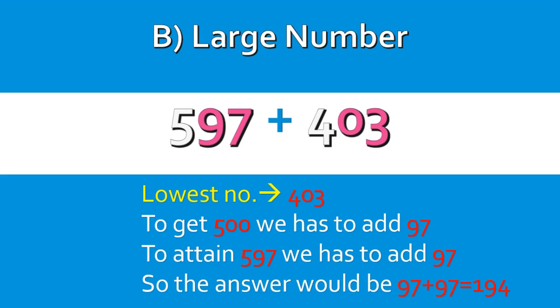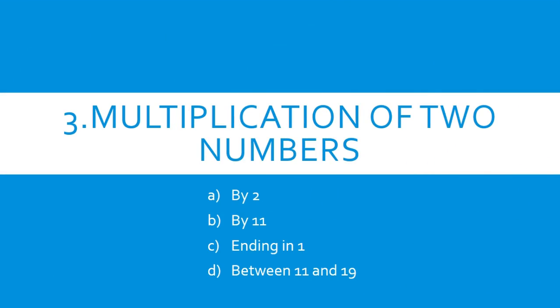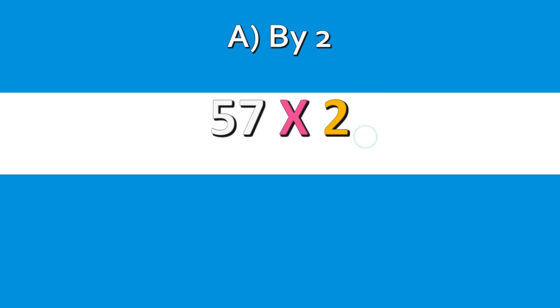So now let me move on to the next topic, multiplication of two numbers. There are 4 subtopics: by 2, by 11, ending in 1, and both between 11 and 19. So when we have to multiply by 2, it's as simple as 57 into 2 is always equal to 57 plus 57. Just add the number 2 times.